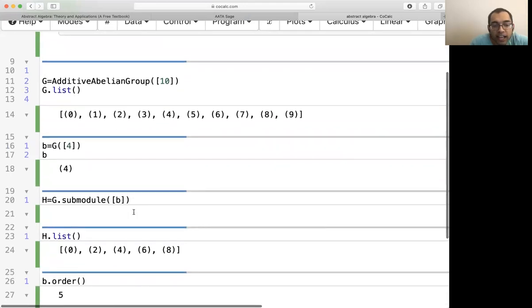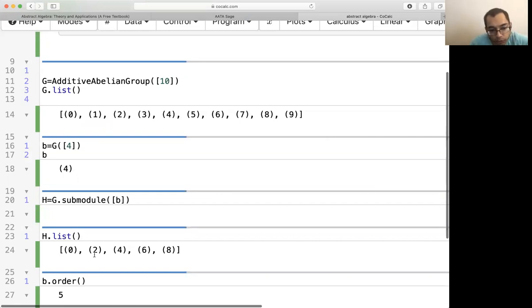And then I want to ask, what is the subgroup generated by 4? To do that, we need to use this command submodule. There's a reason it's called submodule, not subgroup, which we'll understand maybe later. But anyway, we start off with the group G, and then we create the submodule generated by B. Once again, we need to have square brackets when we're working in this additive abelian group situation. Then let's ask what are the elements of H, so H.list, and then you see the multiples of 4, if you will.